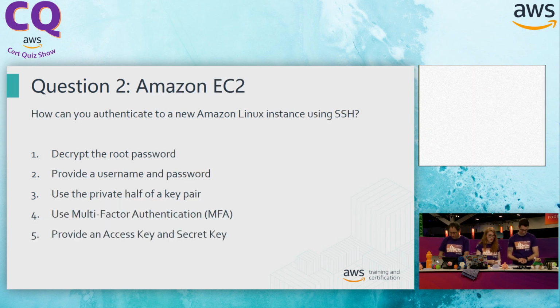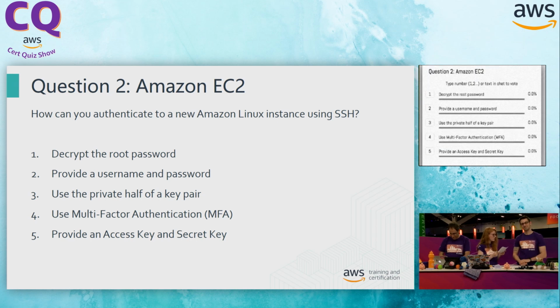Let's move on to question 2. Bit of EC2. You ready? Absolutely. How can you authenticate to a new Amazon Linux instance using SSH? All right. So what we're looking at here is connectivity to a brand new host for the very first time. The keywords we want to take away from this are Linux and SSH, because that's going to be different than what a Windows architecture pattern would look like, which is also something you're going to need to know for the exam.